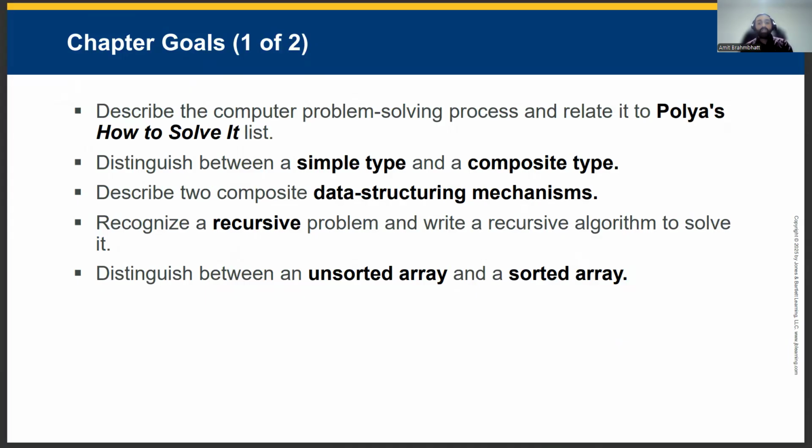You will also learn to distinguish between simple data types, those that hold a single value, and composite types, which group multiple values together. The chapter introduces two mechanisms for structuring composite data and helps you recognize when a problem is recursive. You'll learn to write recursive algorithms and understand differences between unsorted and sorted arrays. By mastering these goals, you'll strengthen your ability to model data, decompose problems, and select appropriate algorithmic strategies.